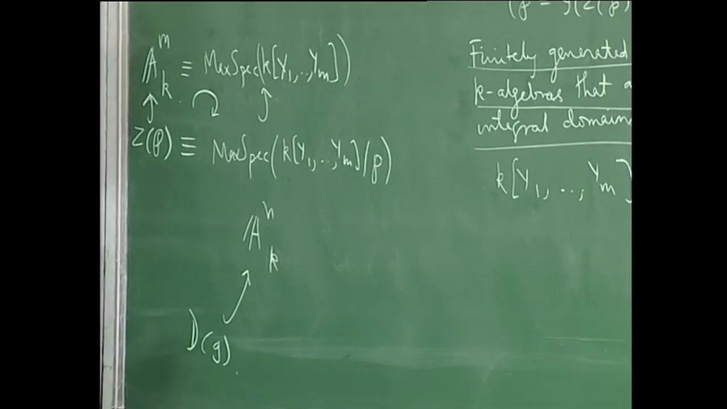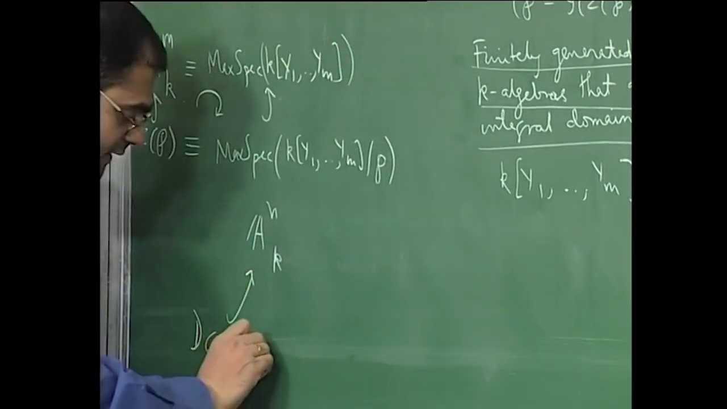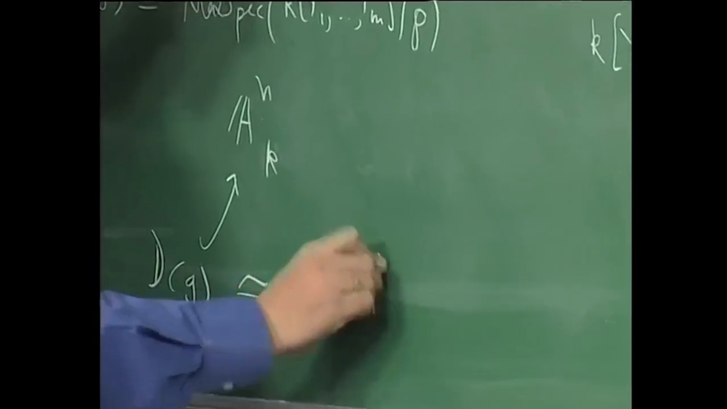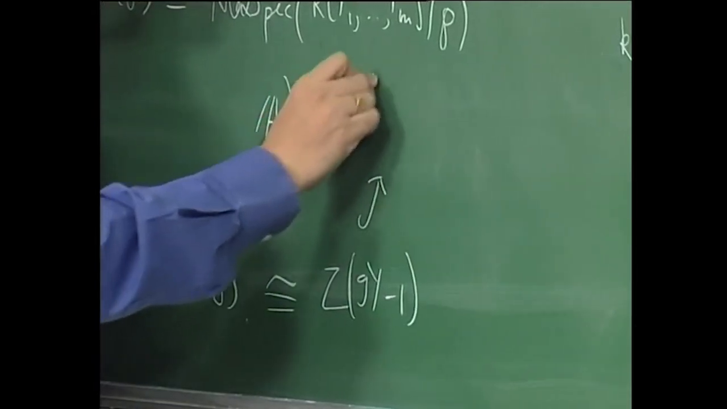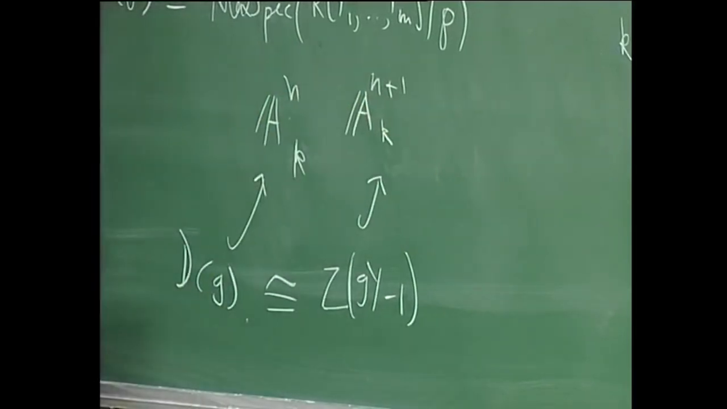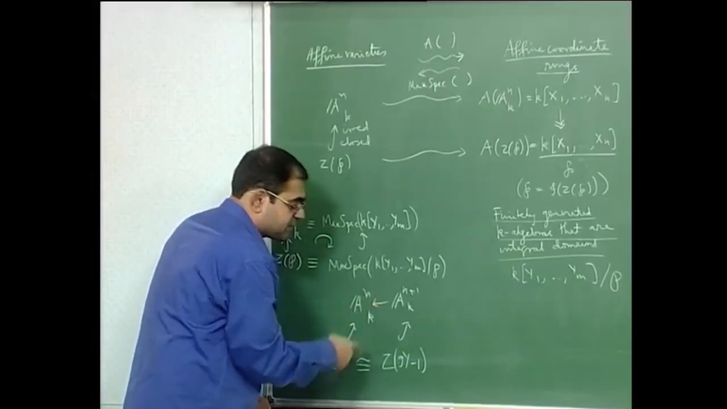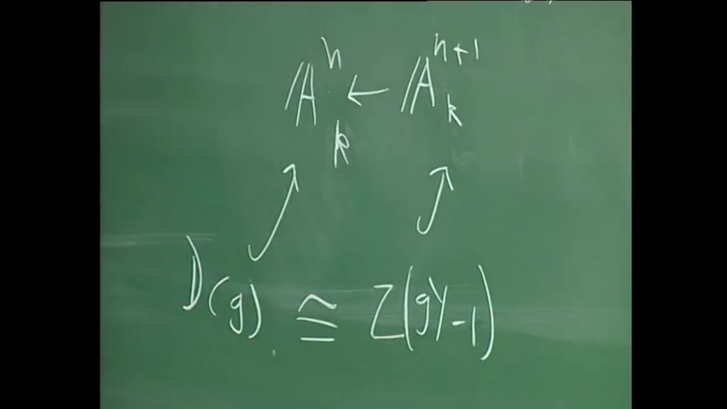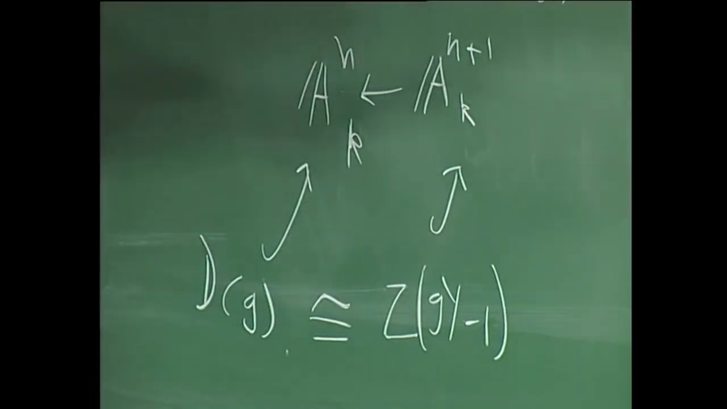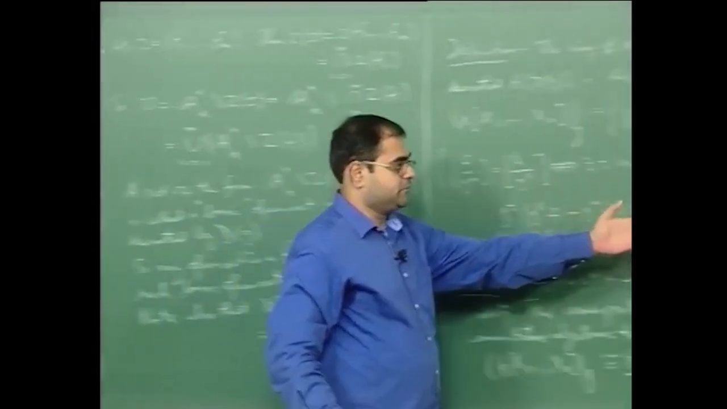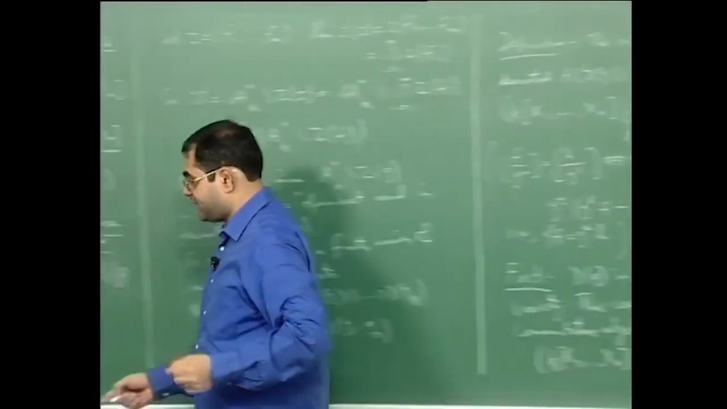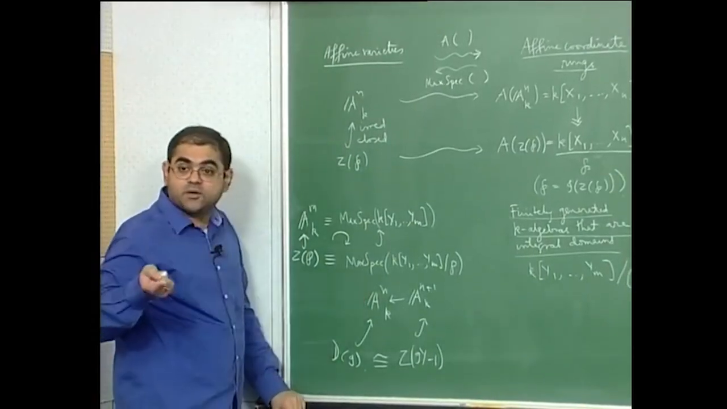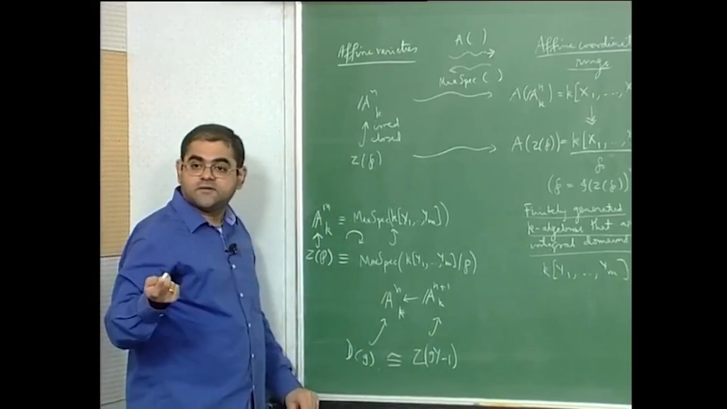And as I told you roughly, the story is that this is isomorphic to the set Z(gy - 1) in a bigger affine space of dimension 1 more. And there is a projection like this, and under this projection which forgets the last coordinate, this is identified with this. That's exactly what I've explained here. Now, if you believe that, then it tells you that even basic open subsets should be thought of as affine varieties because they are isomorphic to affine varieties.